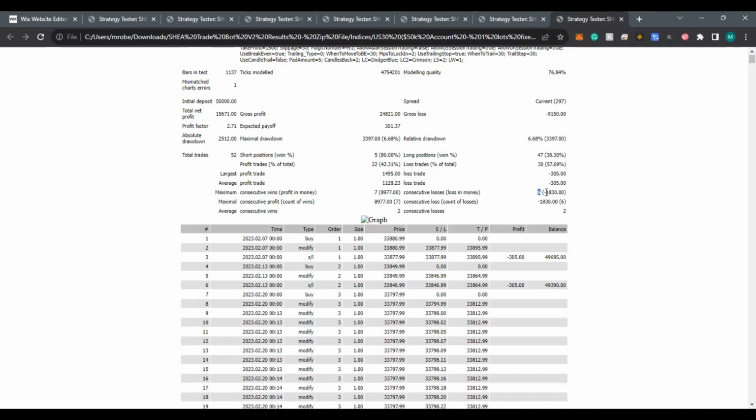So 1,830. All right. So that on a 50K account, 1% of 500K is 50. So actually, sorry, this is about 3%. No, 1%, 3%. And the consecutive wins is 7 in a row. That's the highest it's been, and that was almost $9,000.